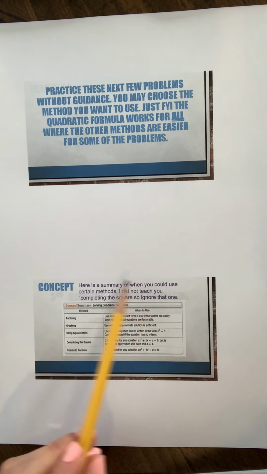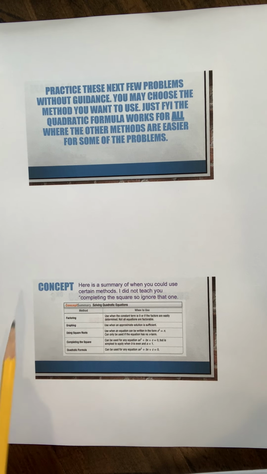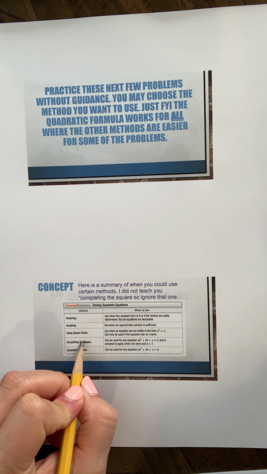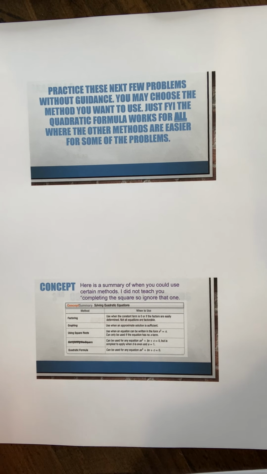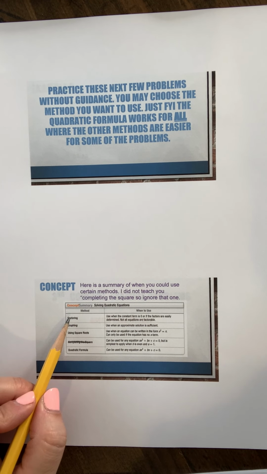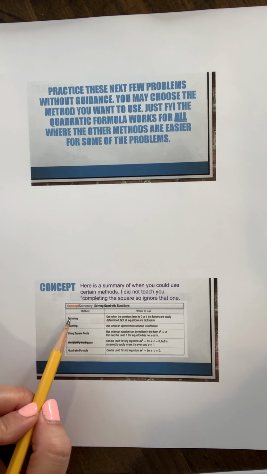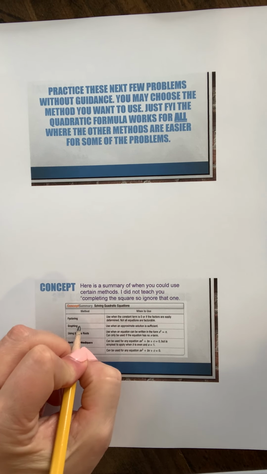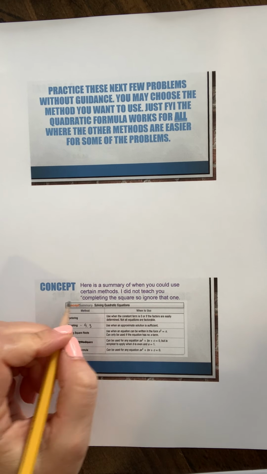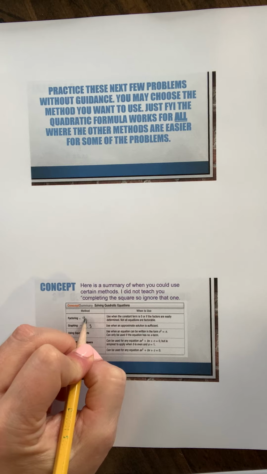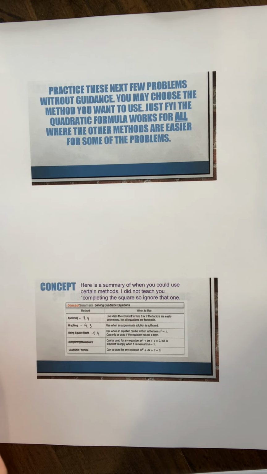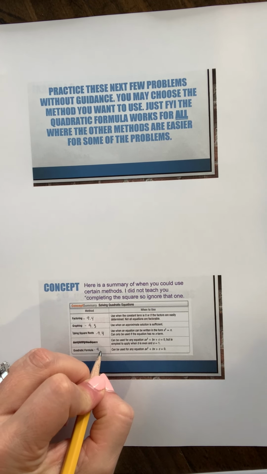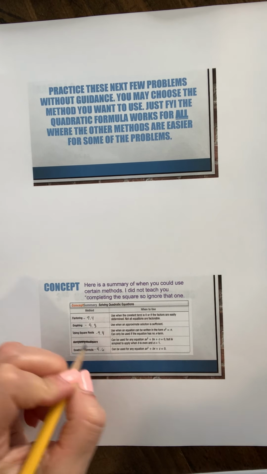Here is just a summary of the methods that you've learned in Chapter 9. The only one is I did not teach you completing the square, so you do not have to do that. But we've learned how to solve a quadratic equation by factoring, graphing, using the square root, and the quadratic formula. This was 9.3. This was 9.4. This was also 9.4. We did both of these in the same section. And then this is this section, which is 9.6, I think.